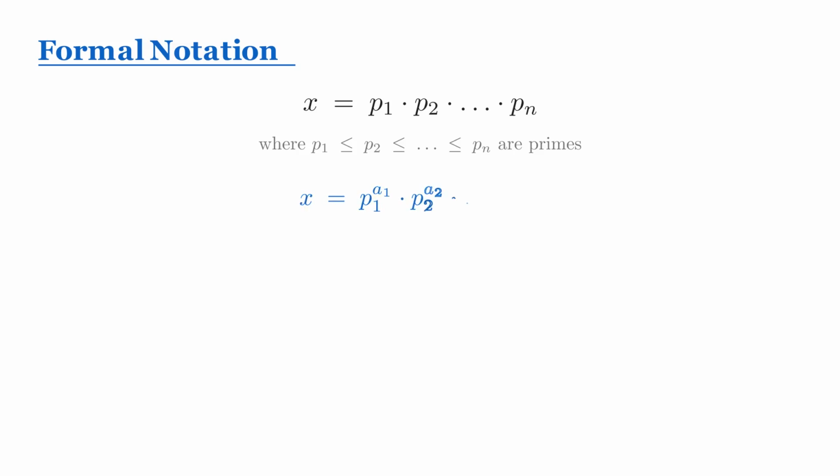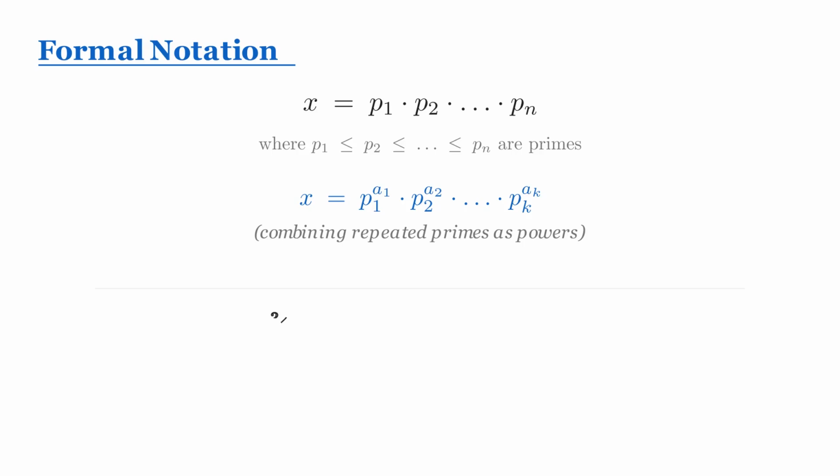In general, given a composite number x, we write it as a product of primes. The primes are written in ascending order, so P1 is less than or equal to P2, and so on. When we group identical primes together, we get powers of primes. This is the compact or canonical form.